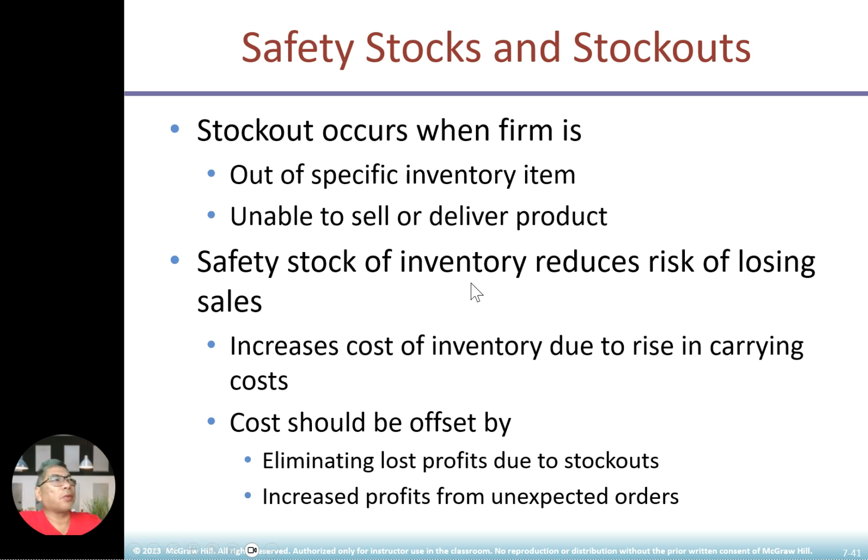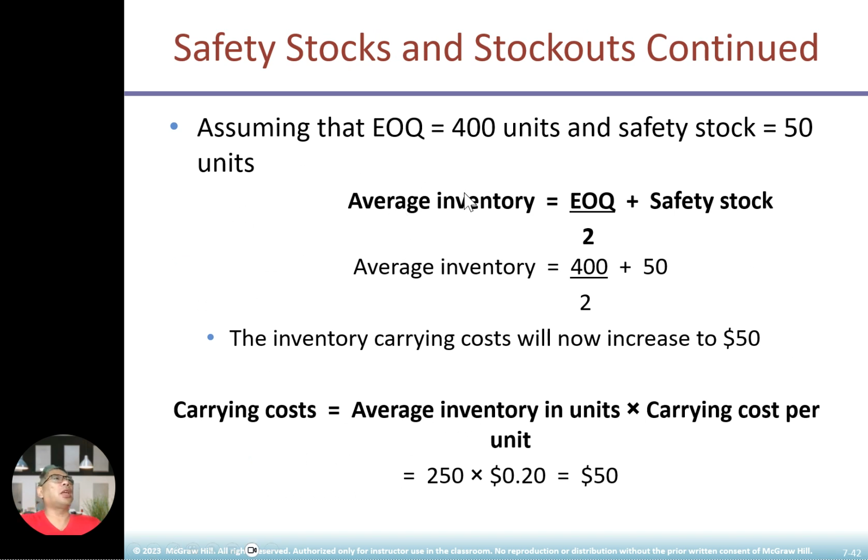Safety stock of inventory reduces the risk of losing sales. The increase of inventory raises the carrying cost. This cost should be offset by the profit lost to stock out and the increased profit from unexpected orders. So look at the EOQ of 400 units with a safety stock of 50: 400 divided by 2 plus 50, so average inventory is 200 plus 50, which is 250. The inventory carrying cost will now increase to $50.